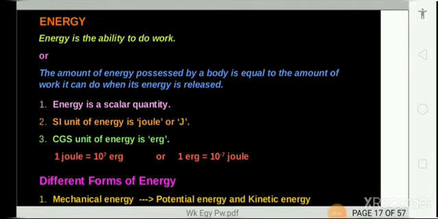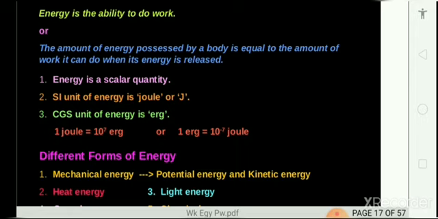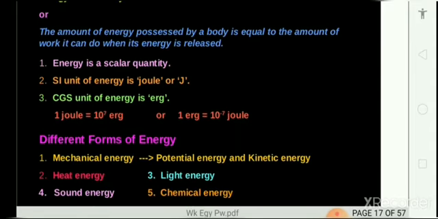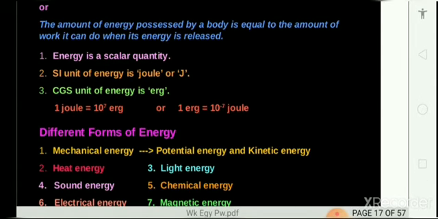Energy. What is energy? It is just the ability to do work. If any object wants to do work, it needs energy. The amount of energy possessed by the body is equal to the amount of work it can do when its energy is released. Remember, it is a scalar quantity. Its unit is the joule in SI and the erg in CGS. 1 erg is equal to 10 raised to minus 7 joule.